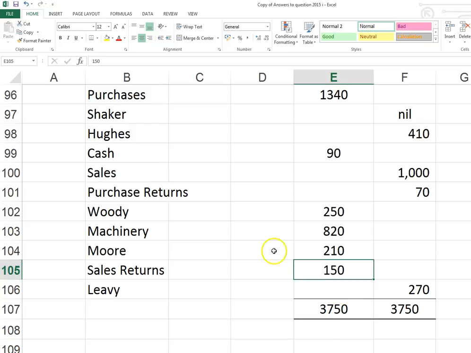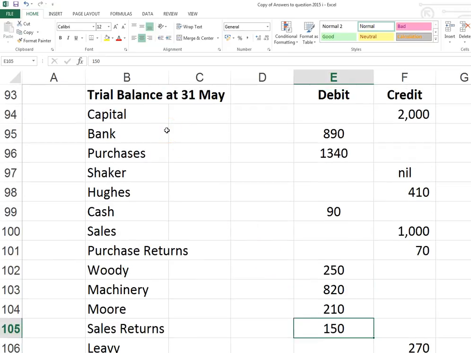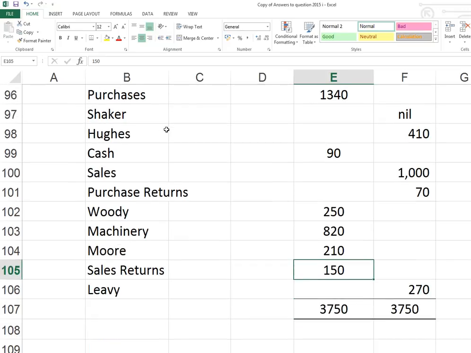So that's the trial balance, and then we use this to prepare the income statement and the statement of financial position. But that's another day's or week's work, so don't worry about that. That's the trial balance finished.